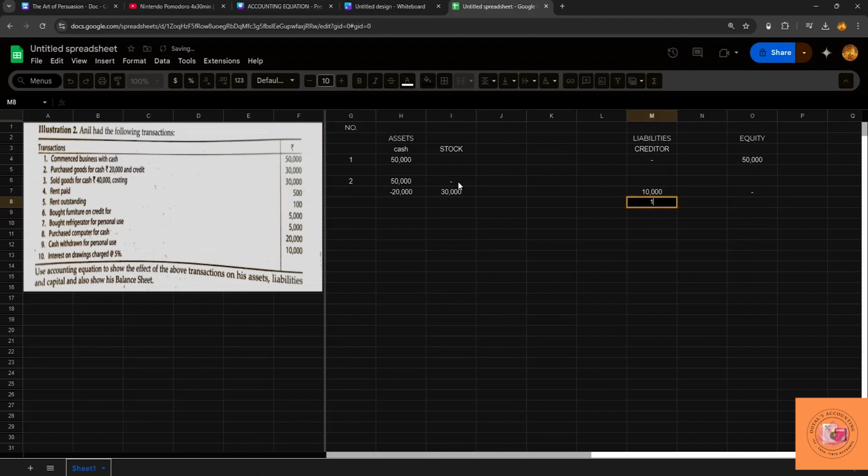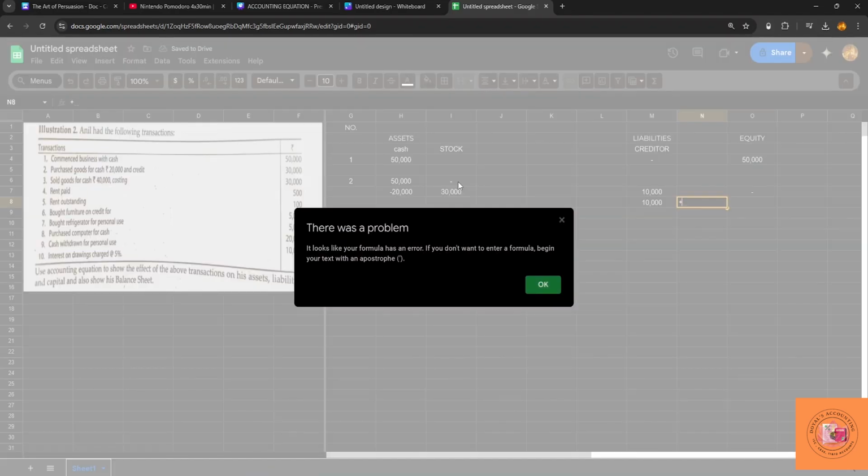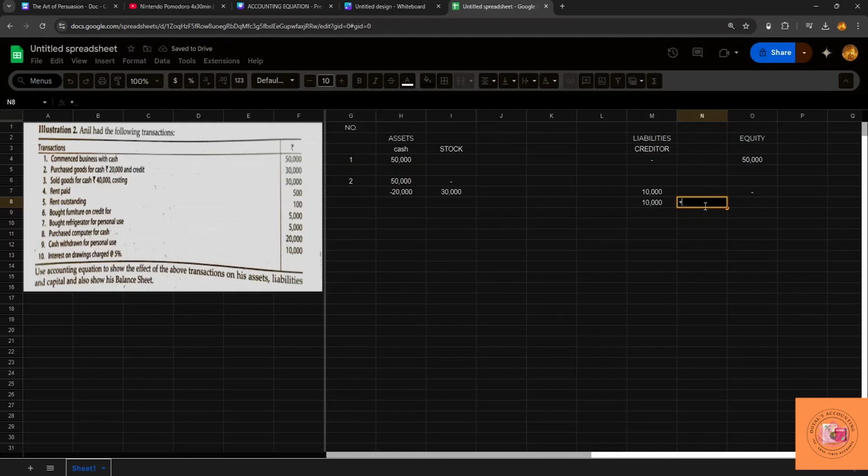So what would this result in? 10,000, 50,000. And here I have 30,000 balance. So it is tallying, 60,000 on my asset side and 60,000 on my liabilities and equity side. Okay, third transaction is sold goods for cash rupees 40,000 costing 30.